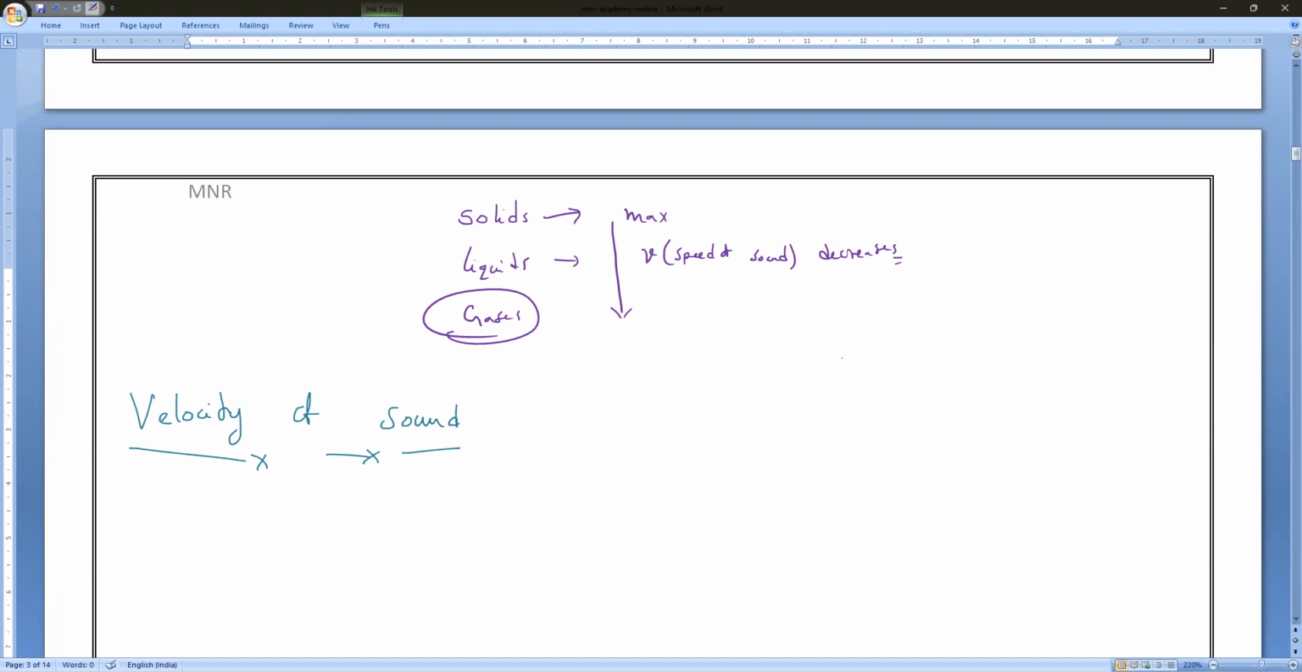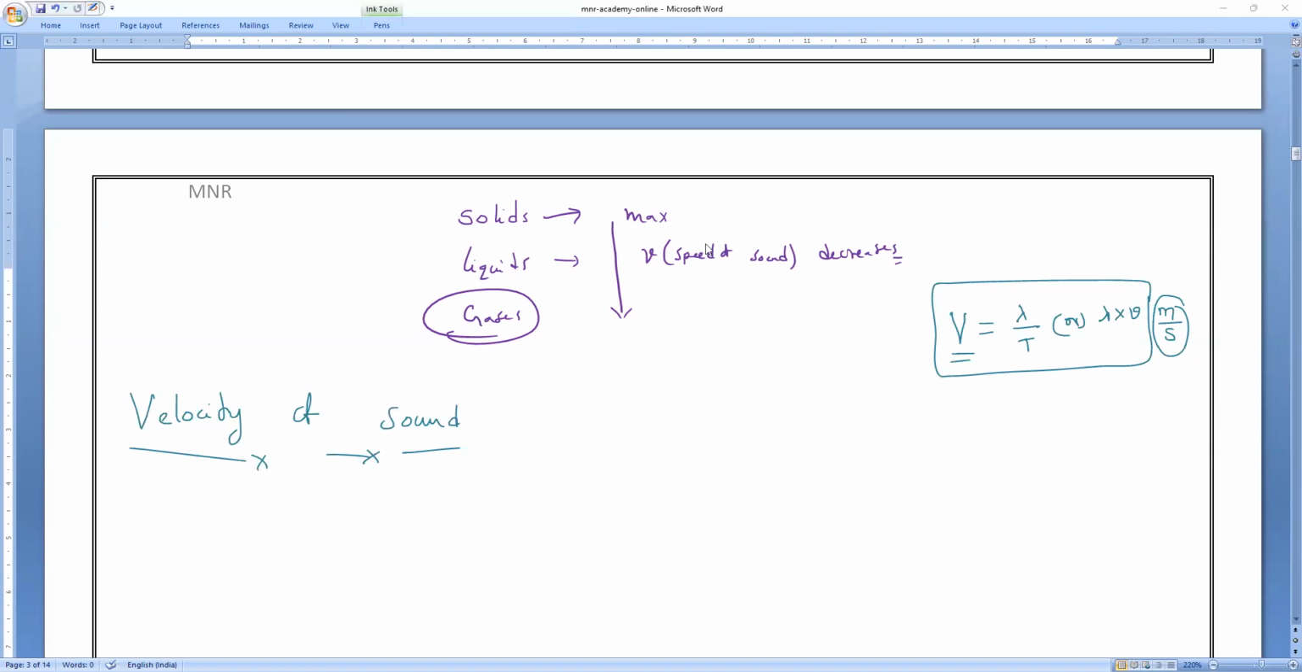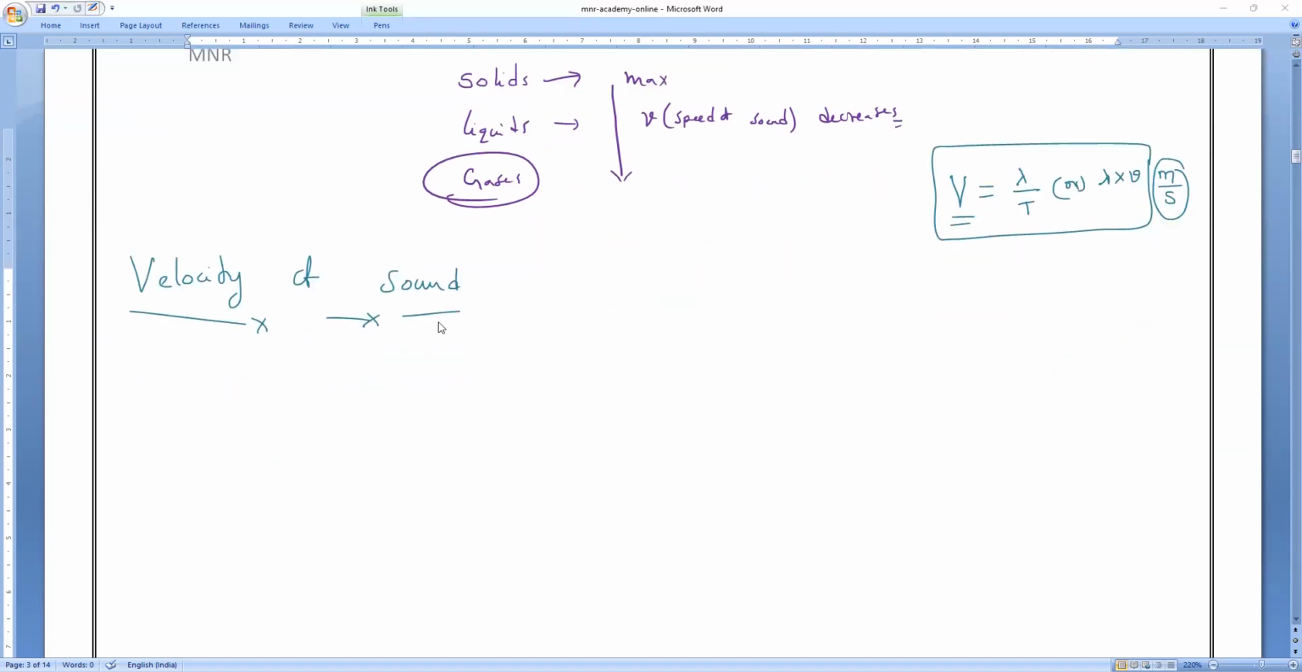So till now you might have studied different things about the velocity of sound. Generally, what is the wave speed formula? We all studied that: lambda by time period, or lambda into frequency. What is the unit? Speed unit is meter per second. Yes or no? Now we are going to study the velocity of sound.